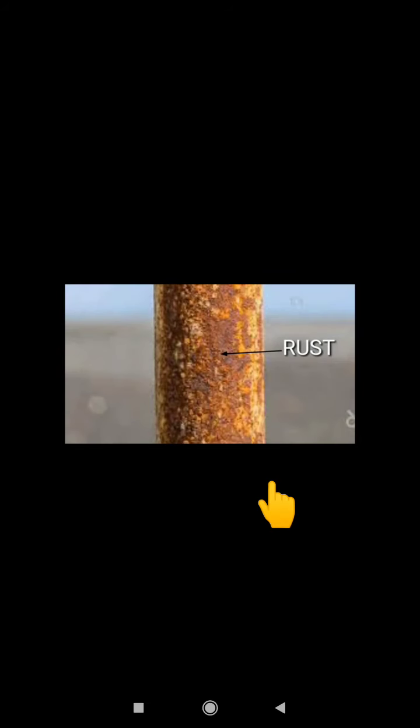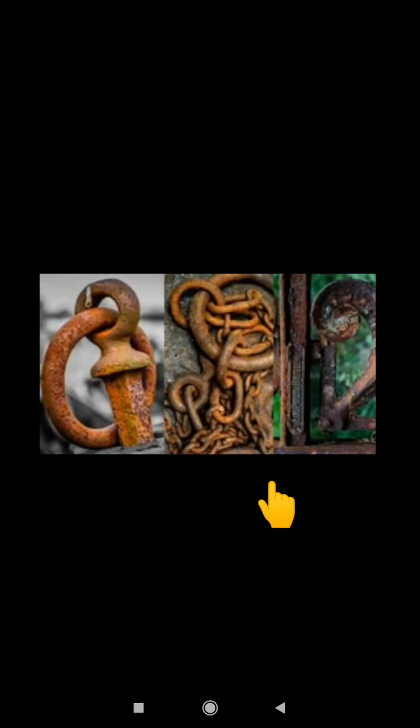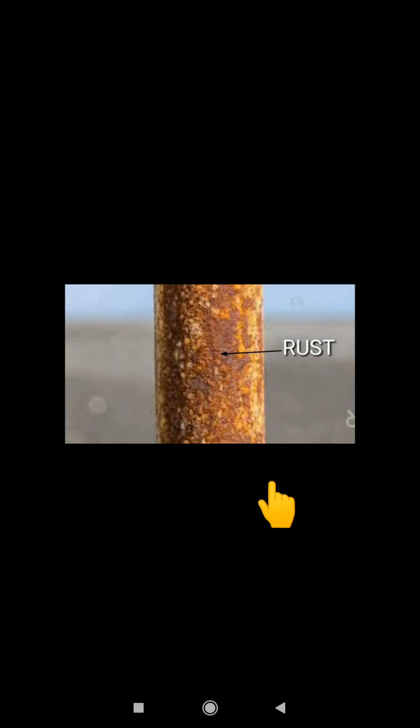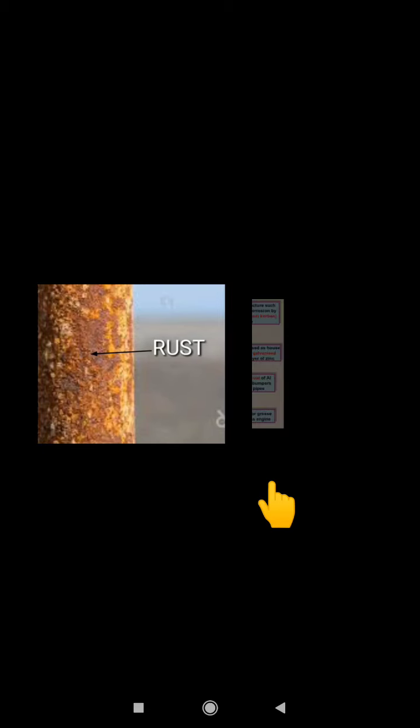You can see the water pipes, iron nails, iron chains, and gates. All these materials get rusted, which means they will have a brown color deposition. This is called rust, and this rusting will slowly eat the metal surface. The metal surface will finally be useless, eaten up by the rust deposited over iron articles like pipes, iron gates, and other materials.